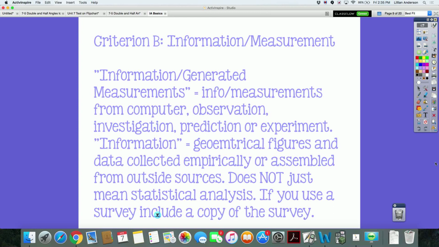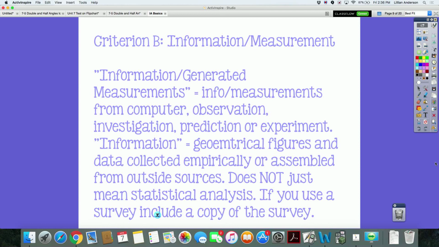Criterion B, information and measurement. Information, generate measurements. This is the information from a computer, an observation, an investigation, a prediction, an experiment, a survey. It's whatever means you plan to collect your information. Okay? And this information is geometrical figures and data collection assembled from outside sources. They can be from the internet. They can be things that you collect yourselves. It does not just mean a statistical analysis. You don't have to do one that's statistics-based. You can. Majority of studies papers are, but you don't have to.